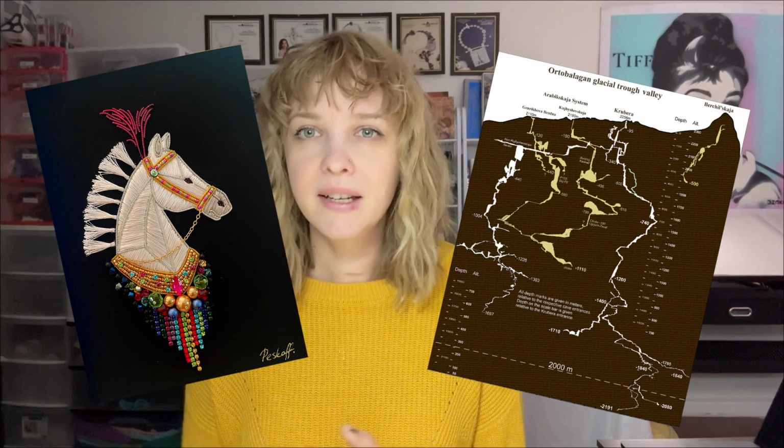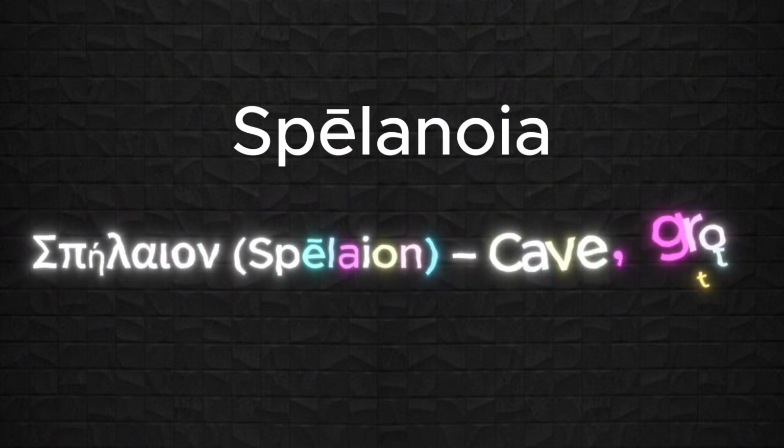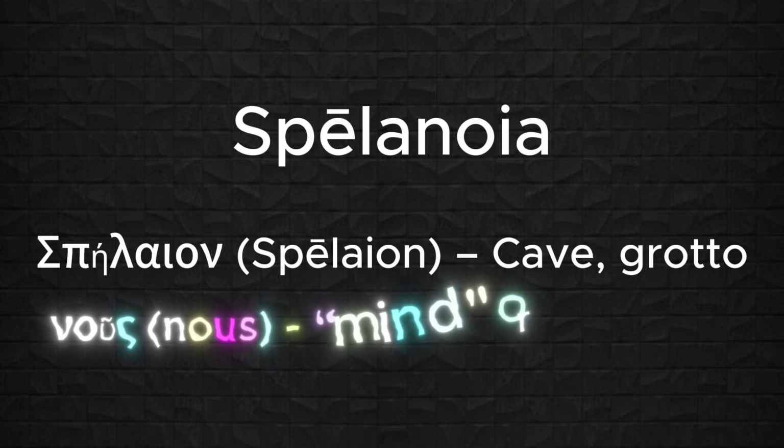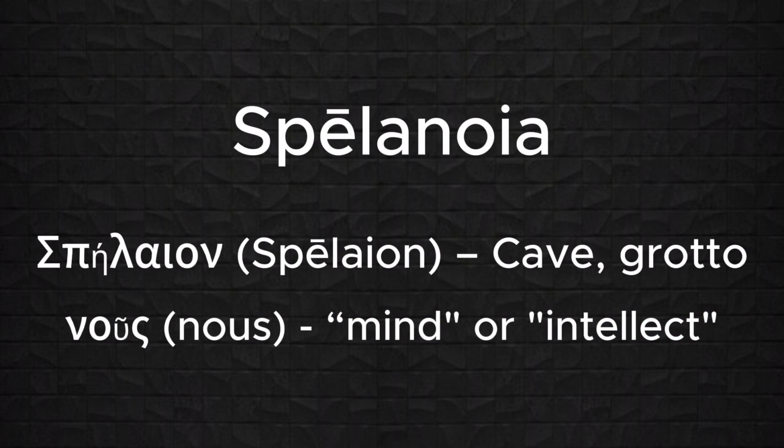Now back to Spelanoia. Now I had a style and aesthetic, I had the setting, now I needed a name. This one I definitely collaborated with AI on because I needed ideas of words from different languages that I can play around with. And I landed on Spelanoia, which is constructed from two ancient Greek words. I might butcher it, so I apologize. Spelaion means cave or grotto, and nous means mind or intellect.